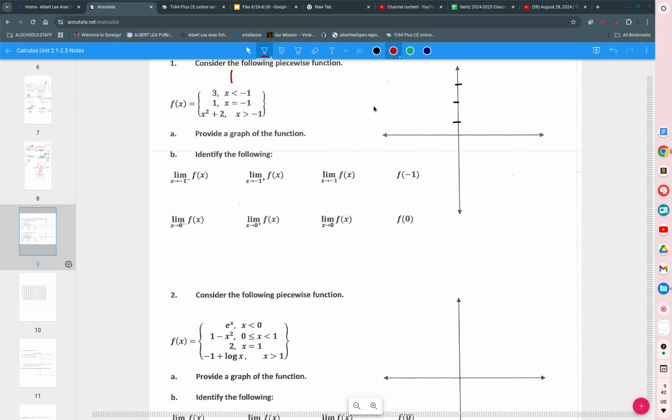So here it looks like it ends at -1. And if I plug -1 in the function, I get 3. So at -1, 3, I have my open circle and I trail off in this direction. The next one is a graph of 1 when x is just equal to -1. So that's just a point. Everybody see that that's just a point? So -1, 1. It goes right here.